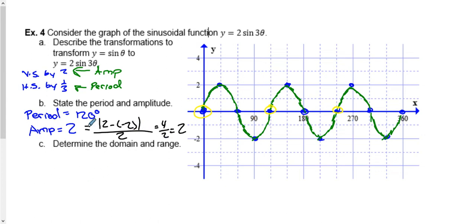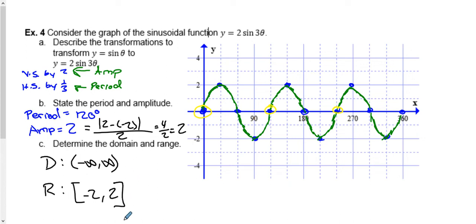Down here, domain and range. So our domain, as far left as we can go, and as far right as we can go. So our domain is going to be from negative infinity to positive infinity. Our range, how low, how high are we going? The lowest we went, negative 2, highest we went was positive 2. So we're going from negative 2 to positive 2 for our range, square brackets because we are including them.